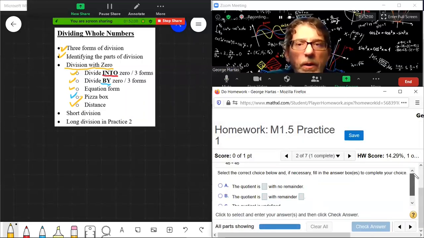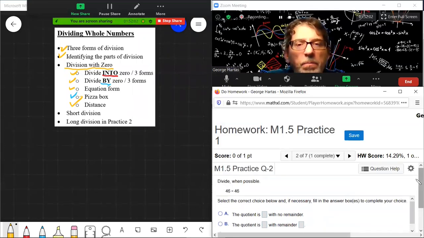Divide when possible. 46 divided into 46. Okay. So anything divided by itself is 1. It's an identity property, it's called. So whenever you divide something by itself, it's 1.